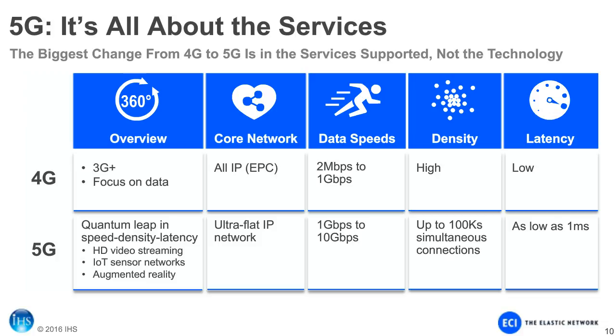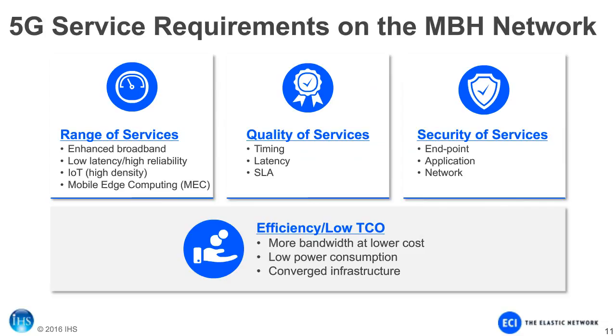So if you look at what those requirements are, there are different groupings, really, of services. There's the range of services. We want to be able to do a lot of different things with the 5G network. Enhanced broadband, of course, is the one that's obvious, but then there's a lot of low latency, high reliability kind of applications people are talking about now. High density, especially with Internet of Things. Mobile edge computing, which we'll talk about more and more. You have to have a much more responsive network for that.